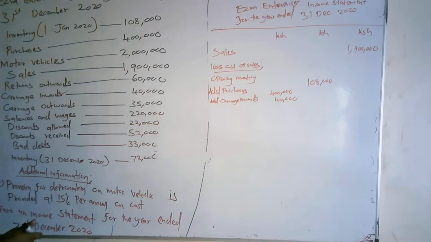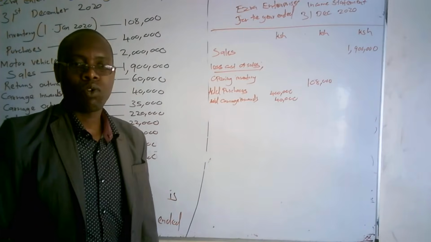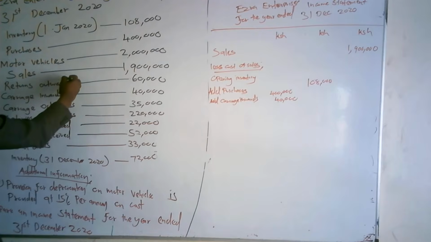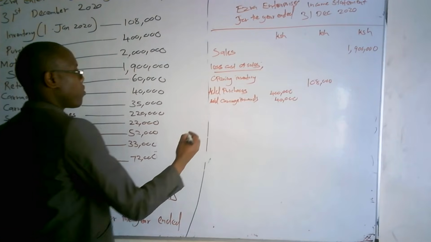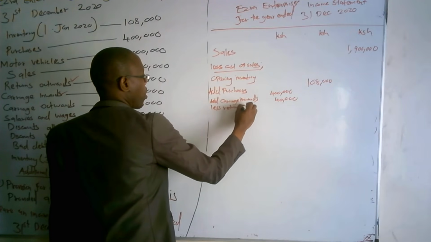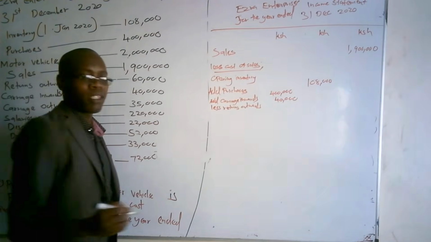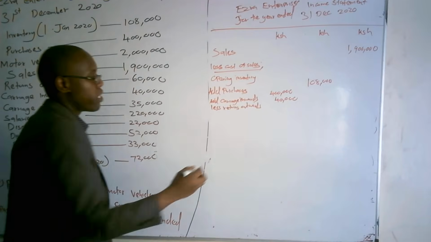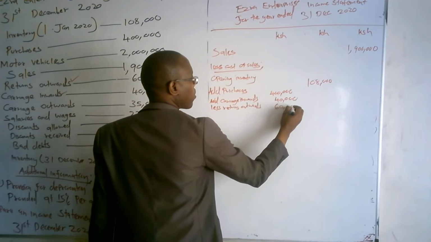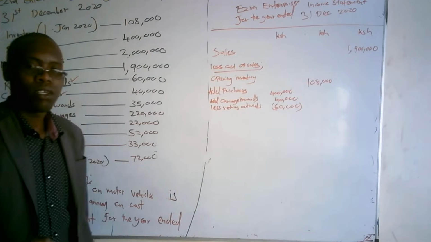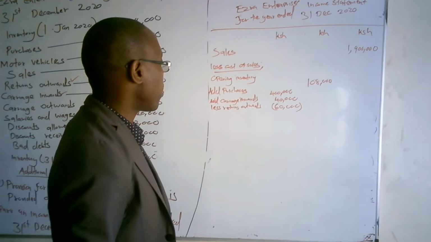And then of course, we need to subtract what we call the returns outwards, or the purchases returns. And you can see that we have that returns outwards here. So we are going to less returns outwards, and that returns outwards is the same as purchases returns. And the amount is 60,000. So you are going to write your 60,000, and that 60,000 should be enclosed inside that bracket. So you capture it that way.